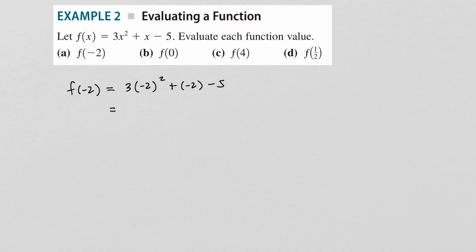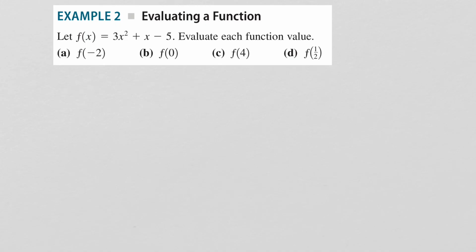So we know that we're supposed to square negative 2 before we multiply by 3. So this is going to be 3 times negative 2 squared is 4. And then plus negative 2 is the same as just subtracting 2, and then minus 5. Next, we're going to multiply. 3 times 4 is 12, and then minus 2, minus 5. And from here, we can just do the subtraction. 12 minus 2 is 10, and 10 take away 5 is 5.